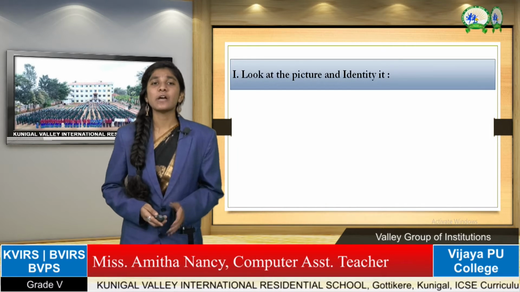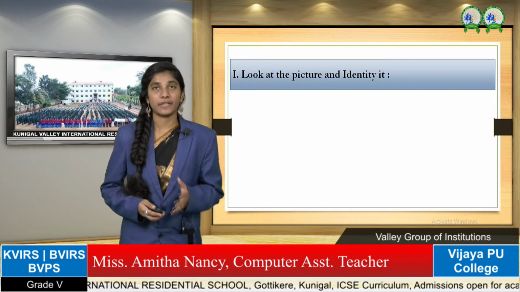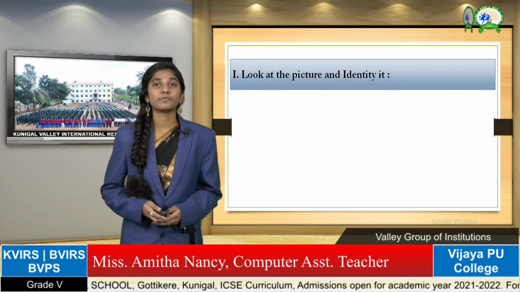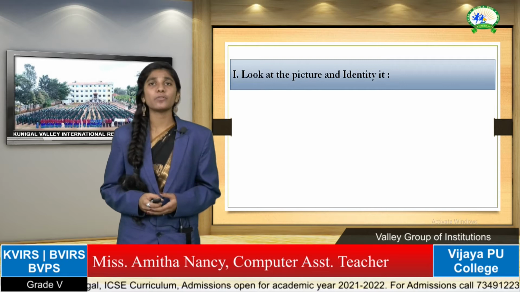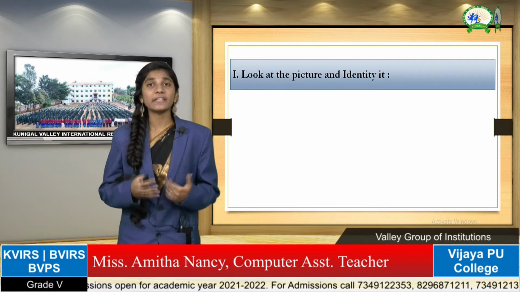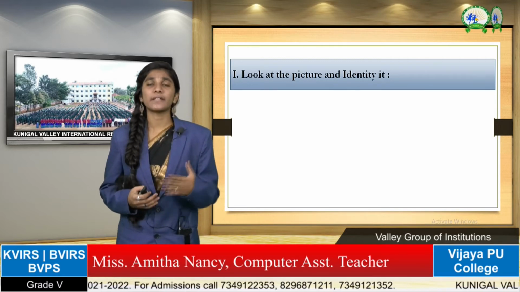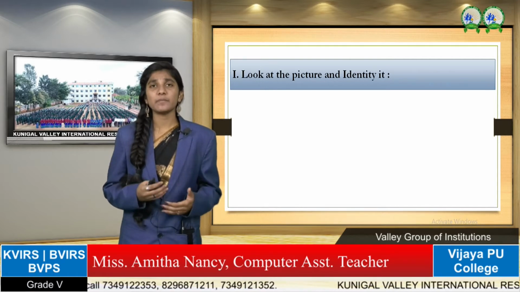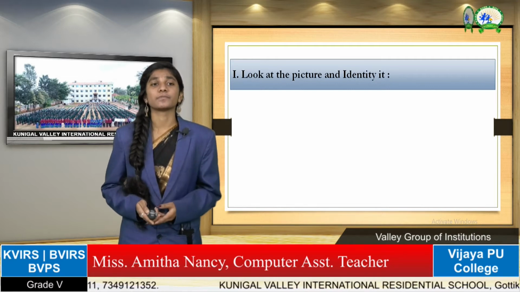In the first main question you have to look at the picture and identify it. We have many pictures in this chapter. You already learned many things about types of software: first hardware, then software. It might be software like Windows, application software, system software, or an operating system. Any image can be there, but you should be able to identify that picture.